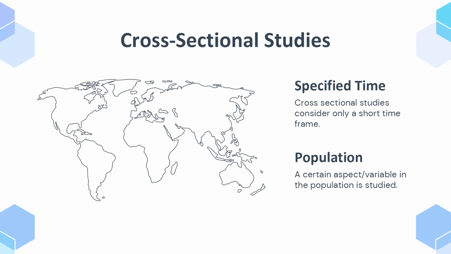Next, we have cross-sectional studies. So cross-sectional studies are very important, particularly because they describe a certain population at a specified point in time. So you have two different variables that you have to consider here. First, of course, is the population or a certain aspect or variable in the population being studied, and of course, your specific time frame. So cross-sectional studies are considered in a very short time frame as compared to other studies.